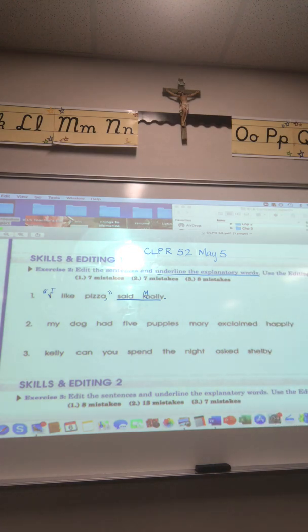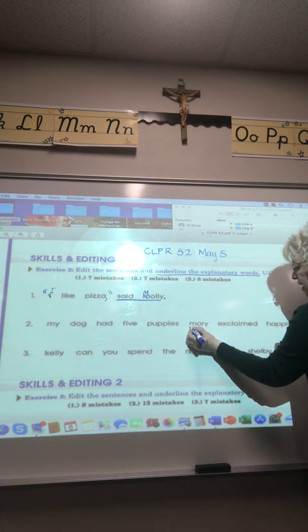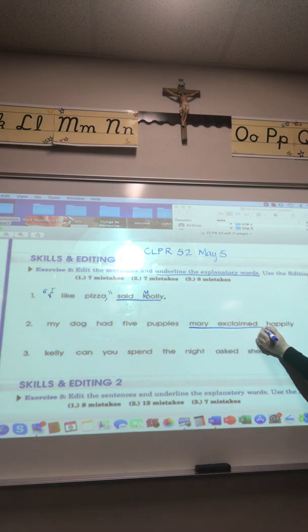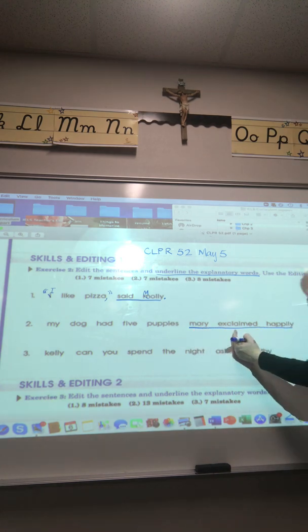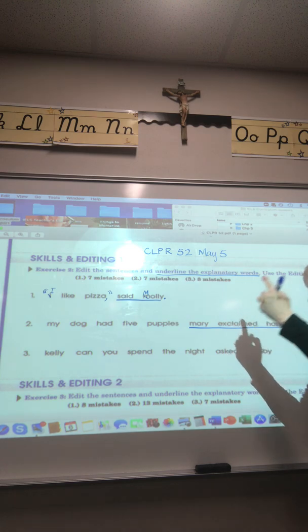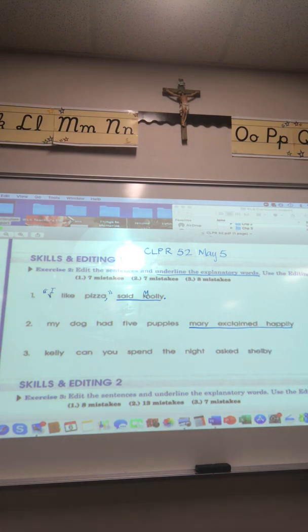Moving on to sentence 2. So the first thing we're going to do is read it. My dog had 5 puppies, Mary exclaimed happily. So now you're going to find the words that need to be underlined. Can you find them? It should be Mary exclaimed happily. Now, because she exclaimed it, I have to have an exclamation mark. And my exclamation mark is going to be after what she said.